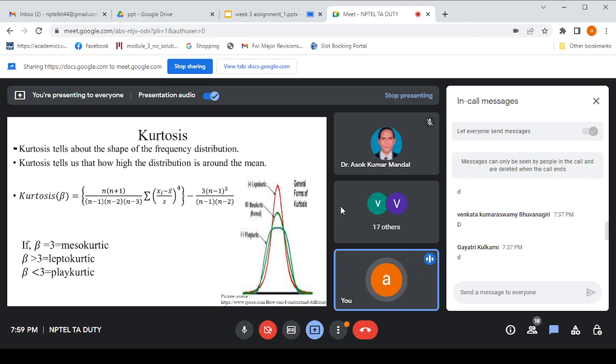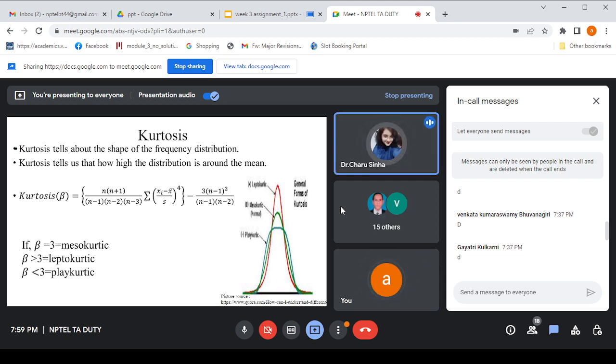Ma'am, I have a doubt, but it is other than this topic. We are practicing data in Excel. Can you suggest a website to download biostatistics data to practice? Okay, I'll tell you in the next class.